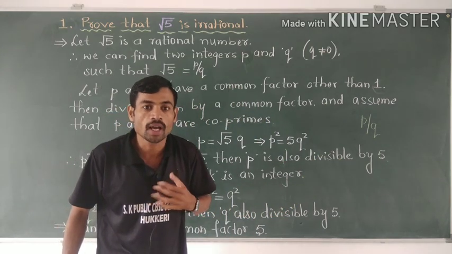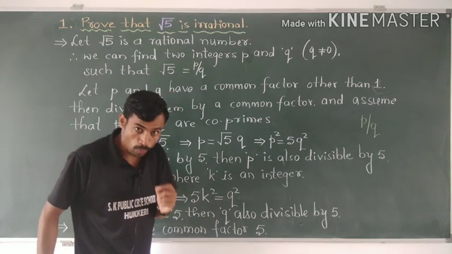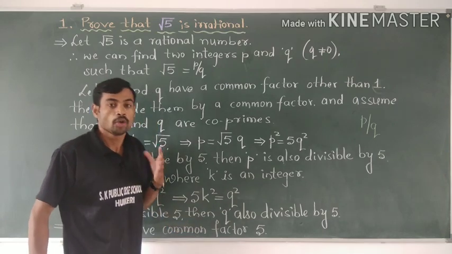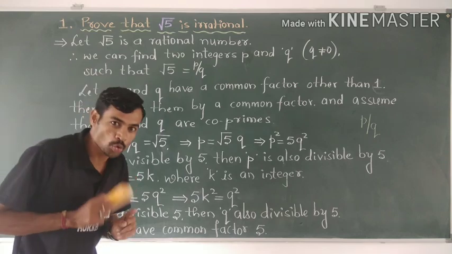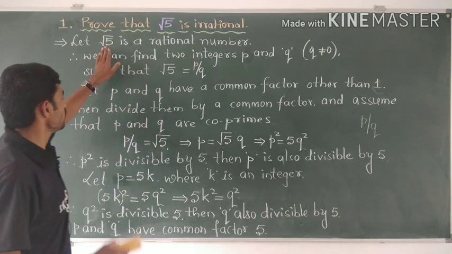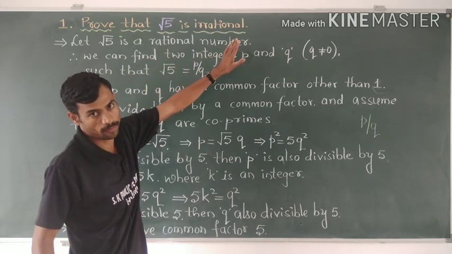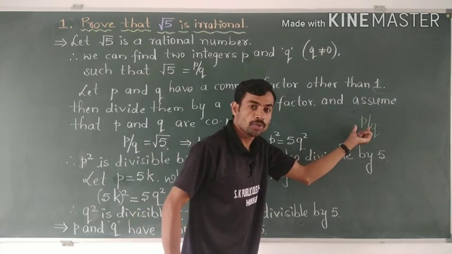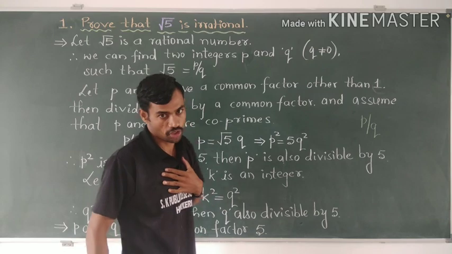We have taken a wrong assumption. We come to know this at the end. Finally we should come to know that we have chosen a wrong assumption. What is our assumption? That root 5 is a rational number.